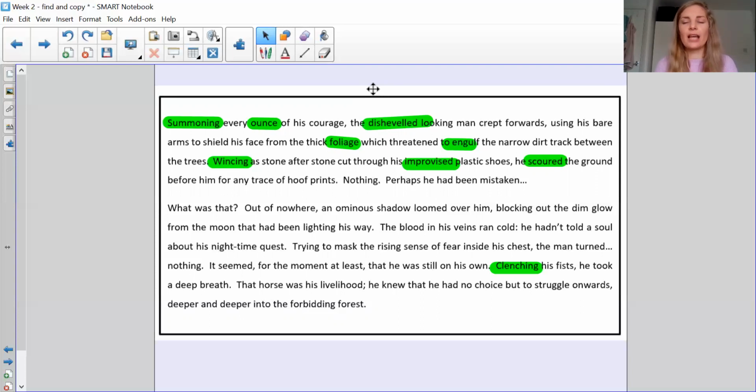He scoured the ground. Scoured means to look for, okay? He looked over the ground. And clenching, this word I think came up in our vocabulary not too long ago. Clenching means to hold something very tight or grasp it, okay? So if you clench something in your fist, it means you're holding it tightly. So you can have a go now, pause the video, have a read through this, and then we're going to come back to it later once we're answering the questions.